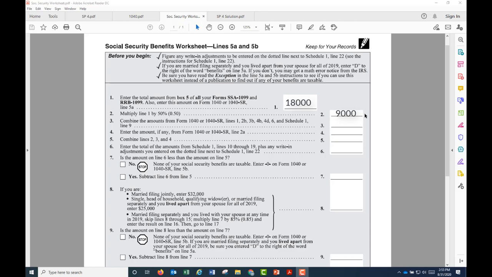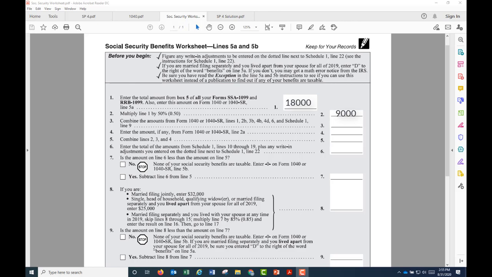That's $9,000. And then line 3. What that's trying to do is get the income. We need to compare the income to the base amount. So income on line 3 will total $23,950. Then on line 4, we enter any amount from line 2A of Form 1040. That is the amount of tax-exempt interest, right? $2,500 there, because we want to add this back.